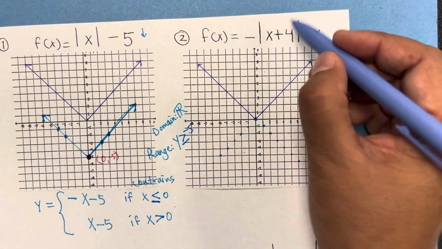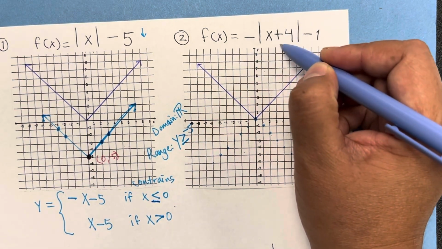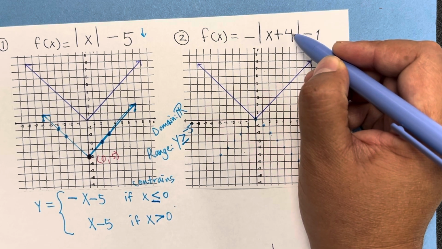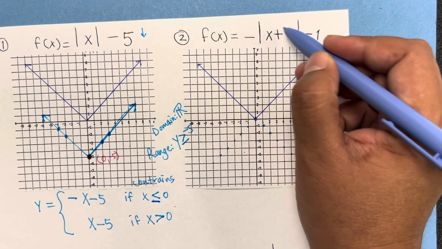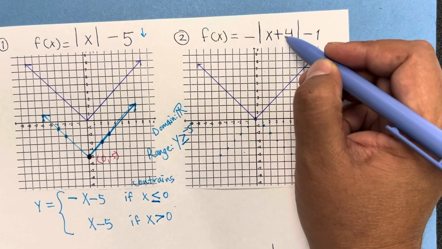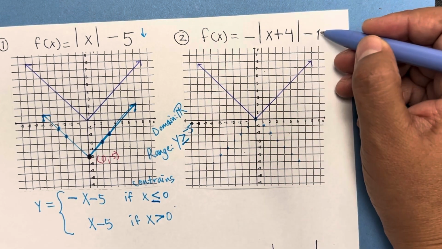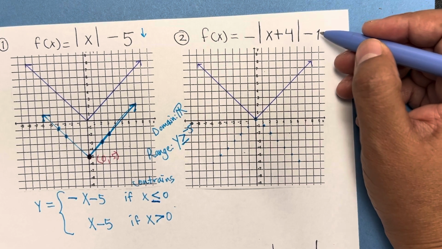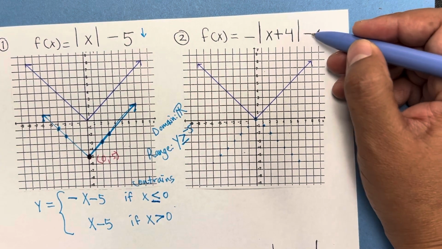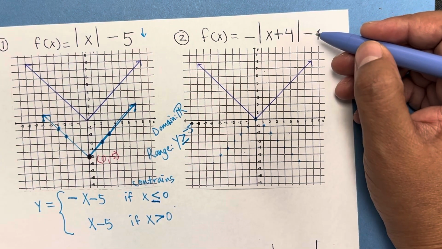Now for each point, remember that inside, if it's addition, it goes to the negatives, and if it's subtraction, then it goes to the positives. Inside is related to x, and it's opposite. Outside is on y, and it does what it says. If it's negative, it goes to the negatives. If it's positive, it goes to the positives.